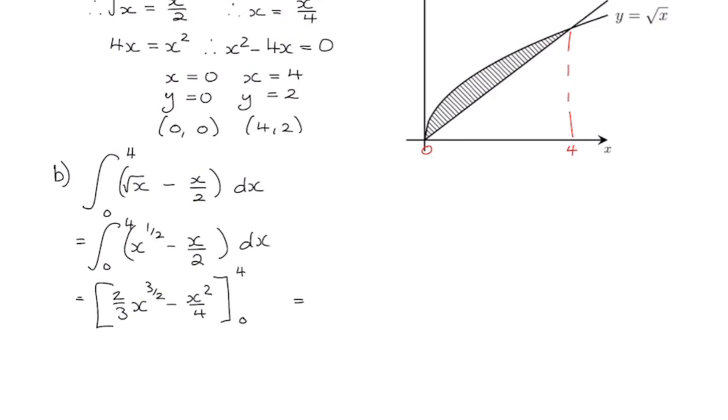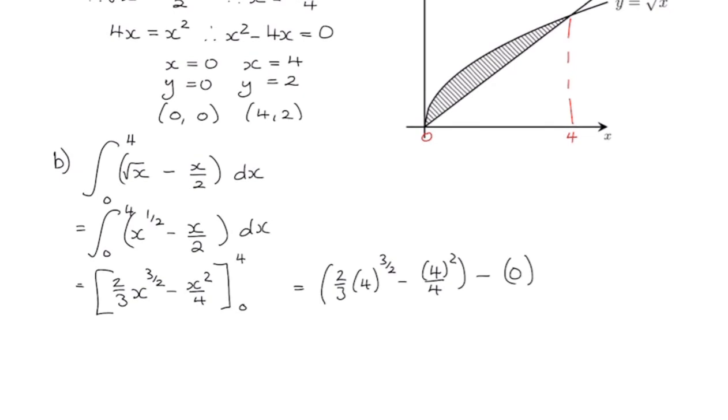Okay, I'm just going to work to the right again, but you really should work underneath. So we put the top limit in, so it's 2/3 of 4 to the power 3 over 2 minus 4 squared over 4. And if you put your bottom limit in, which is 0, because every term contains x, in this case you're going to get 0. You use your calculator then to work that out. You're going to get 4 over 3 square units.